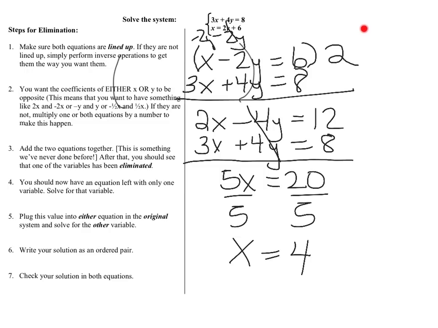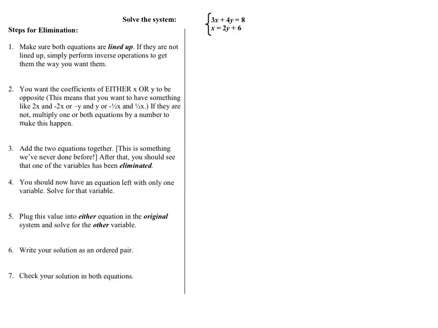Basically either one. It doesn't matter. I think it's going to be easier to put the x right here in the bottom equation, so that's what I'm going to do. So getting rid of that, we now know that x is equal to 4. So I'm going to put that in for x into the bottom equation. I could put it into the top, and then I'm going to solve for y.